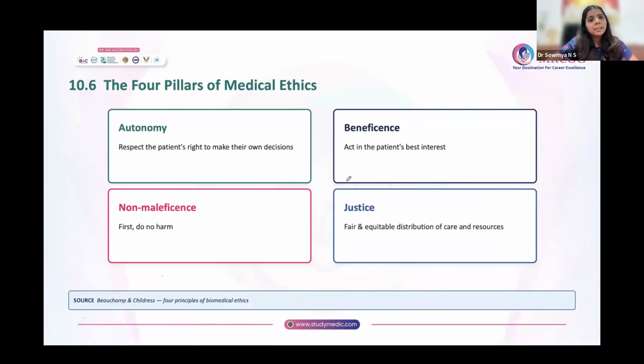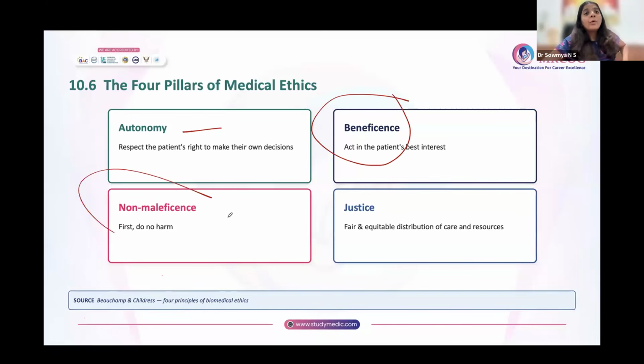I think the next part, we have already discussed this, but you need to know autonomy. The patient has every right to decide what she wants. As a health professional, you should act in the best interest, and at no point of time can you do harm.